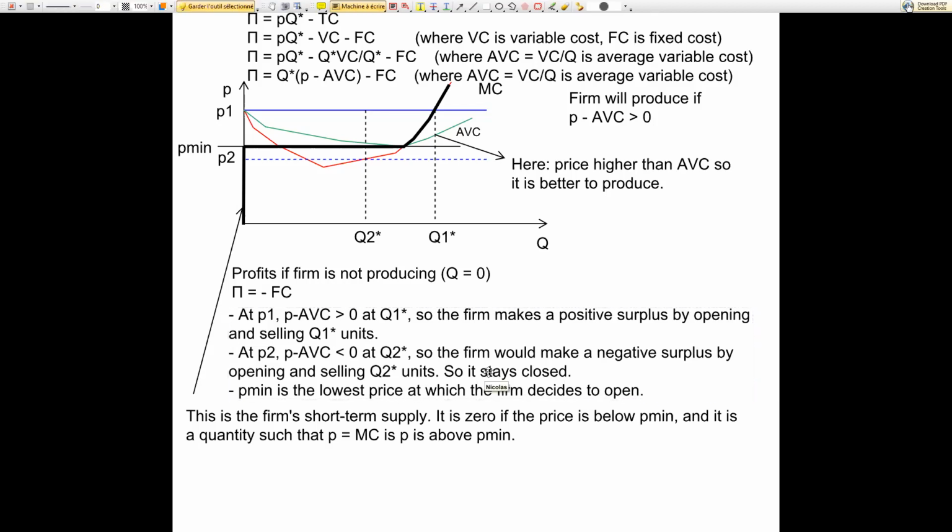So this is all short term, of course. And then this is the short-term supply. So the firm produces Q equals 0 if the price is below Pmin. Then at Pmin, it jumps to this quantity there. And then the quantity is determined such that the price is equal to the marginal cost.